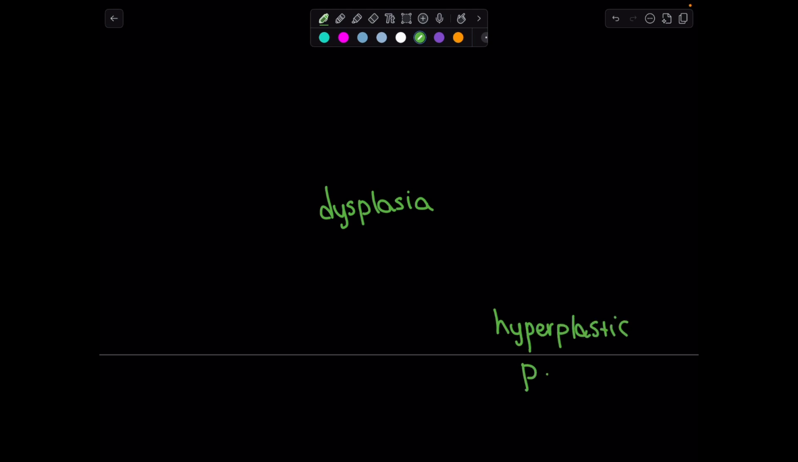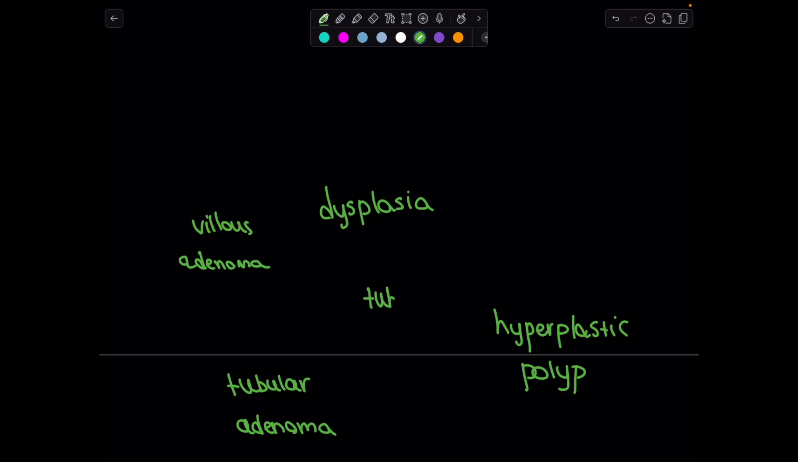All right. Let's break down hyperplastic polyps, tubular adenomas, villus adenomas, tubulovillous adenomas, and dysplasia, and how they're linked to bowel cancer. Keeping it simple. Hyperplastic polyps, small, common growths in the colon, usually benign with low cancer risk, especially if small and in the lower colon. They rarely turn cancerous.